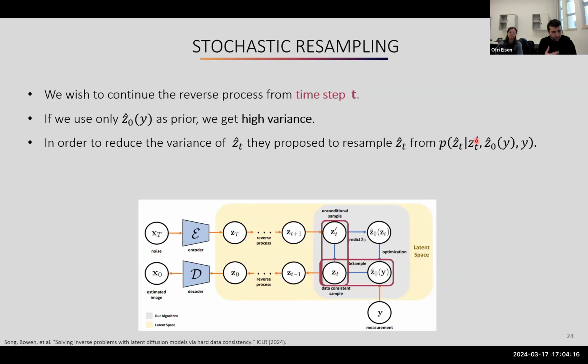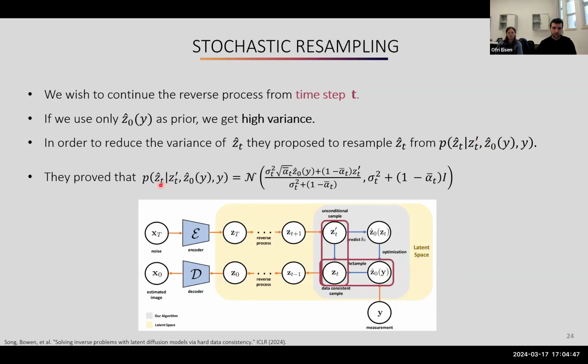And I will remind you that ZT tag is the last sample you got from the reverse process. Now you say, okay, I'm going to use this ZT tag, which contains some of the data from the reverse process. And we're going to use also Z0 given Y, which is the estimation which is consistent with Y. We're going to use them both to get ZT. And now we get a distribution with less variance, and they proved that the distribution is a Gaussian. And that's it, I think.